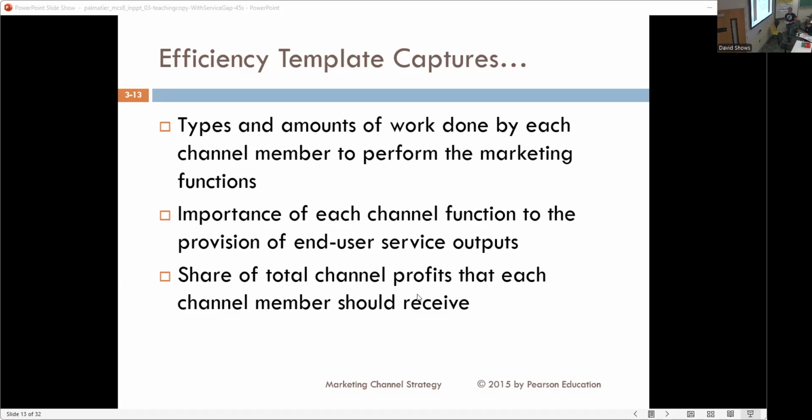But it does something else. It assigns the importance of each channel function in the creation and provision of end user outputs. And the last thing that it would do is that by assigning importance, it would ultimately help you calculate the share of the total channel profits that each channel member should receive. Should, it's an important word.